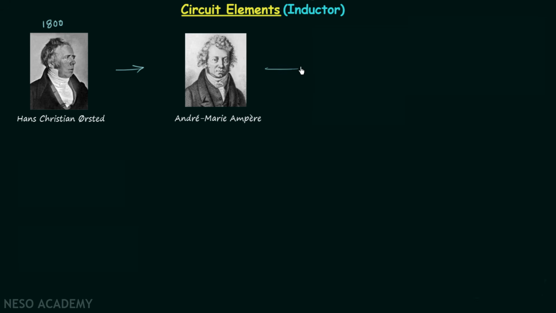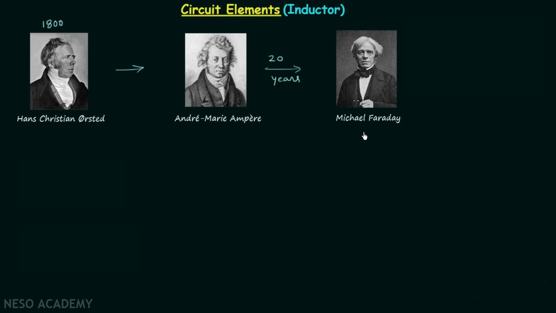And after 20 years, Michael Faraday discovered that a changing magnetic field could induce a voltage in a neighboring circuit. For example, let's say this is our first circuit and current I is flowing through the coil, and because of this current there will be a magnetic field, and this magnetic field produced is linearly related to the current I producing the magnetic field, according to Ampere.